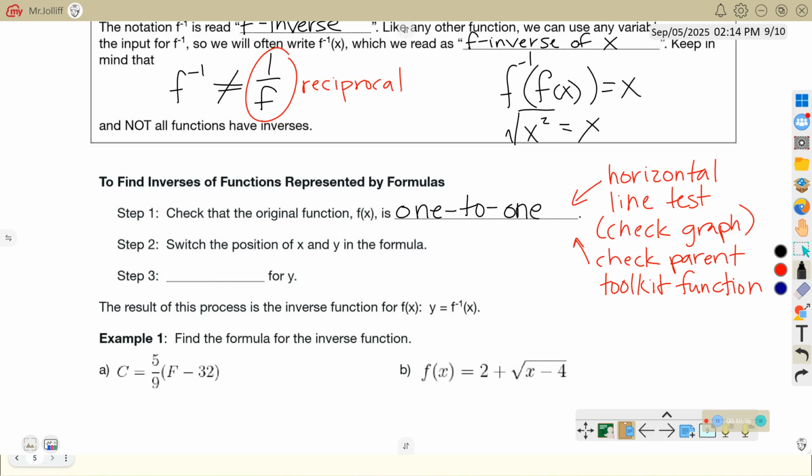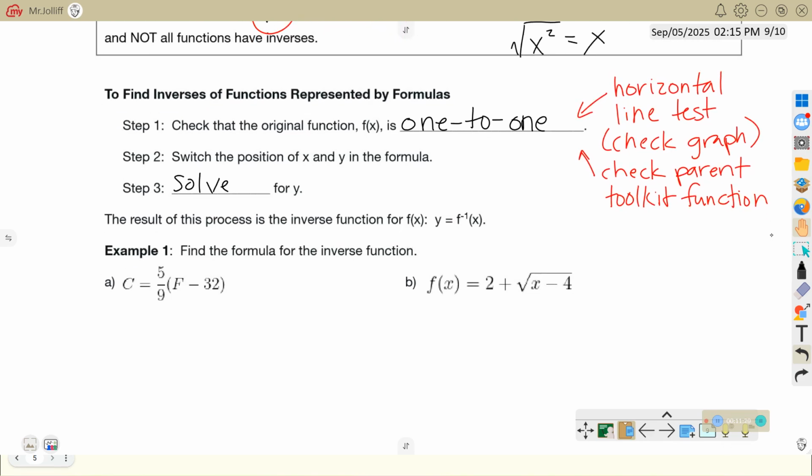If your function is one-to-one, we switch the position of x and y in the formula, because that's what inverse is, right? It switches the roles of x and y. Just flip them. And once you've flipped x and y, you solve for y. Get y by itself. Isolate it. Algebra. Reverse PEMDAS. Work from the outside in. The result of that process is your inverse function. Check that it's one-to-one. Switch x and y. Solve for y. We're going to do a couple examples. You're going to do a couple examples.